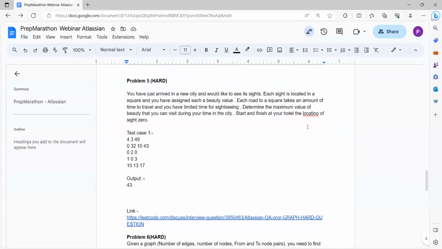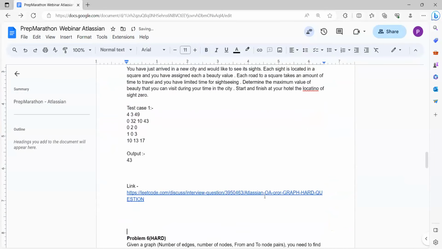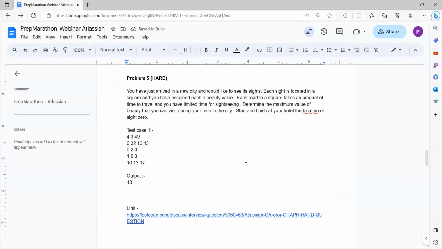Okay, so coming to the first hard problem, just go through this problem carefully. This is your first hard problem, an actual problem from an online assessment. Use pen and paper. I am saying it again and again. The first objective should be to understand the problem statement clearly.